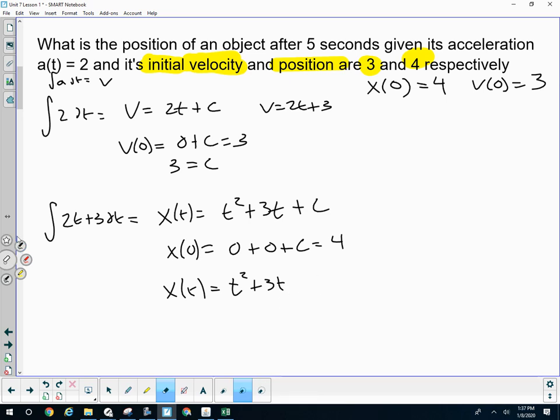Plug in 5. $25 plus 15 is 40, plus 4 is 44.